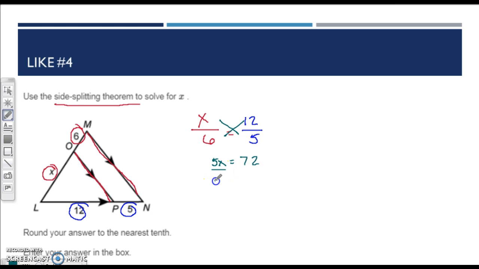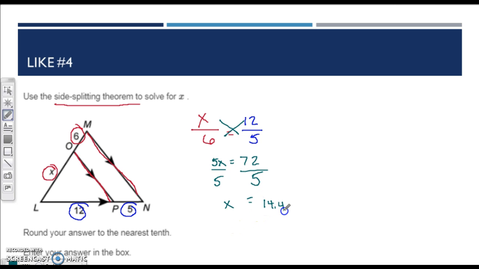I'm going to divide both sides by 5, and I'm going to go ahead and stick that in my calculator just because I know I'm going to get a decimal value, and I want to make sure I get it right. So I'm going to say 72 divided by 5, and I got 14.4.